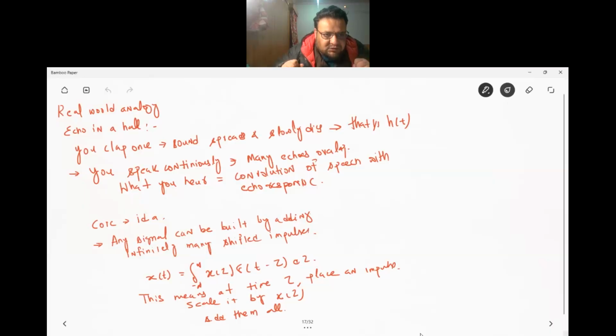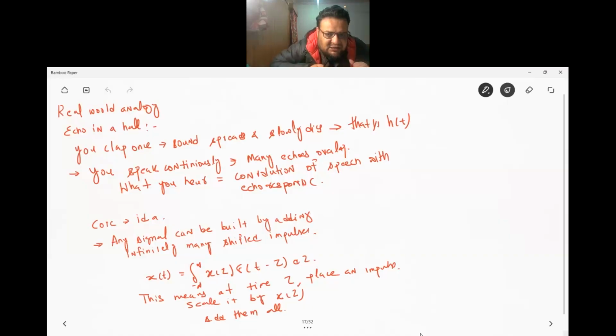Now, a real world analogy, if you want to understand: suppose there is an echo in a hall and you are clapping. Sound spreads everywhere and slowly fades; this is like your h of t. You speak continuously, and what you hear is many echoes overlapping, plus the clap and everything. Basically, it is the convolution of speech with the echo response. Convolution is the whole process of what you are going to hear.